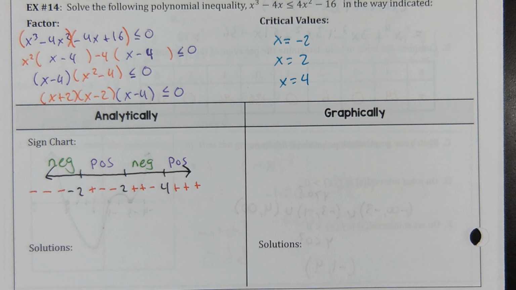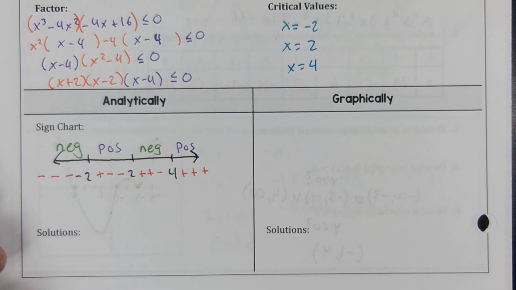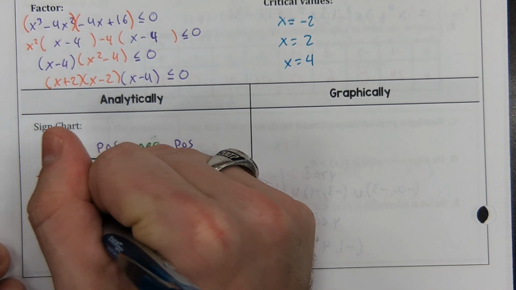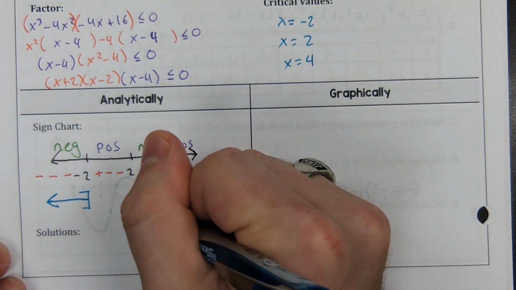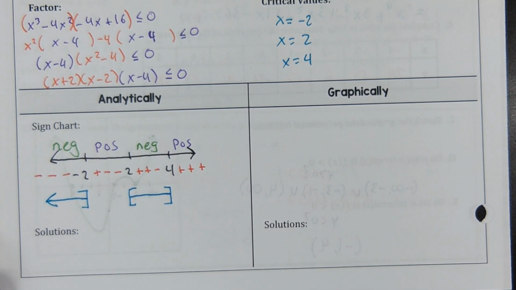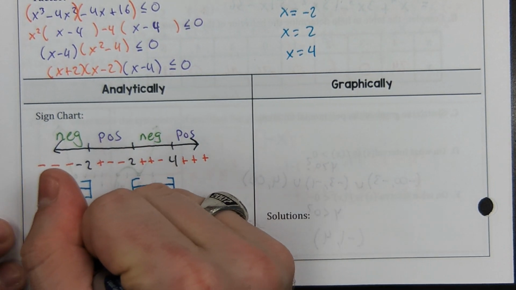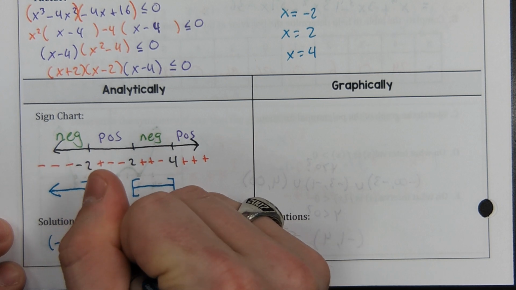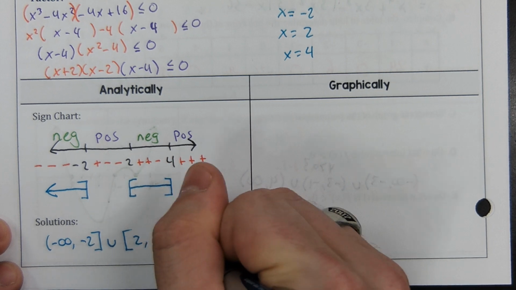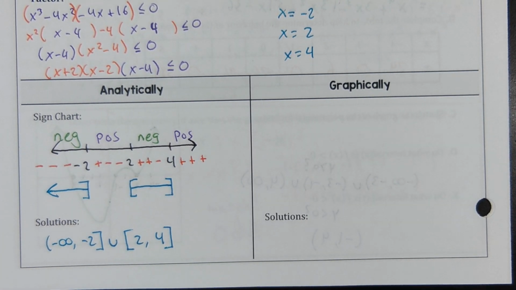So how is that going to change our answers? Brackets now, because it says or equal to. Less than is negative numbers. So this zone works. And this zone works. Because of the equal to bar. So that gives me negative infinity up to negative 2, bracket, union, bracket, 2 to 4, bracket. So are there times when you use the brackets for this kind of stuff? Yes. It just depends on the situation.